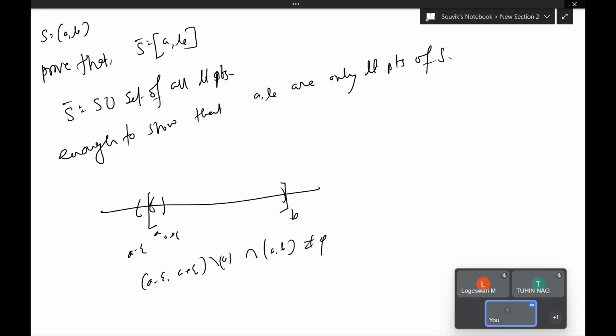Now we need to show that no other point except a and b can be a limit point. So consider a point outside the set S and assume that it is lying to the left of a. If we take any small neighborhood, then it does not intersect even the open interval (a, b). So this point is not a limit point. Due to this argument, any point x which is not equal to a and b is not a limit point. So that's how the closure of S equals the closed interval [a, b].